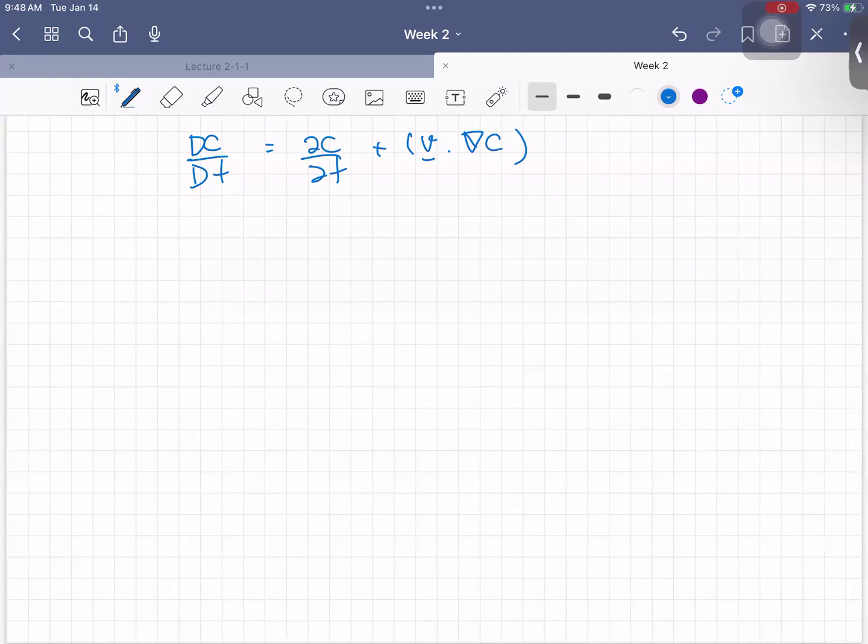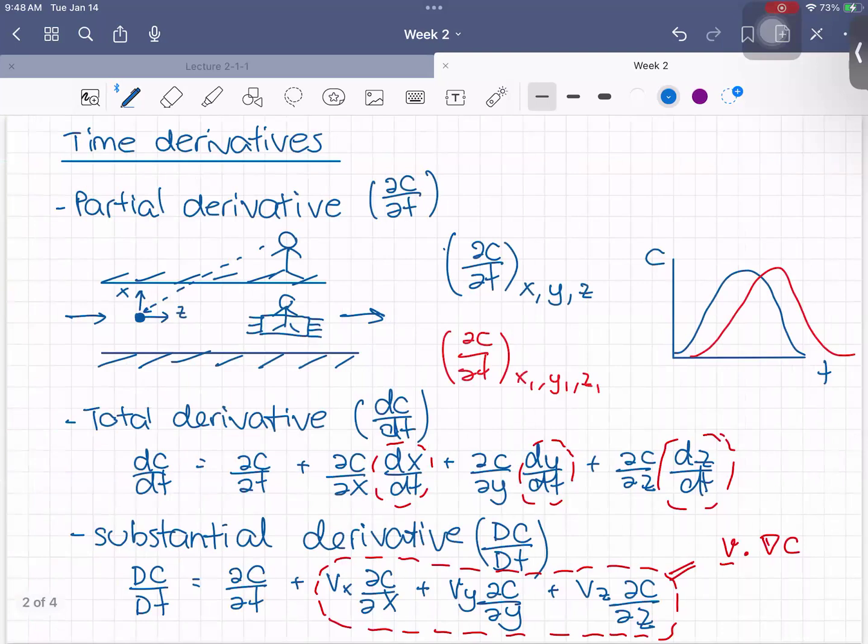Any questions about this? So now I think you can understand and differentiate among these time derivatives. We have the partial derivative, total derivative, and substantial derivative. They all have different definitions, and when we apply them, it depends on the circumstances as well.